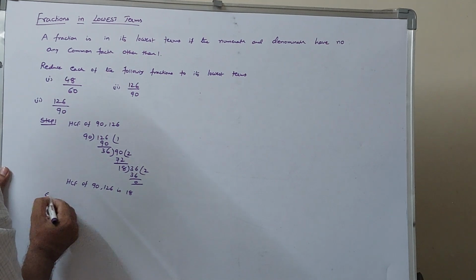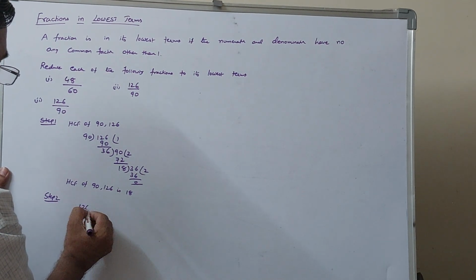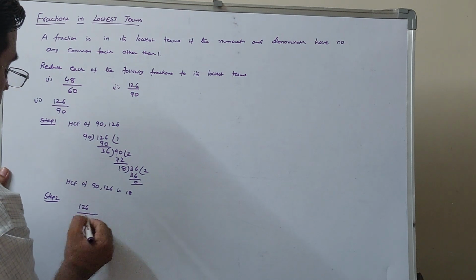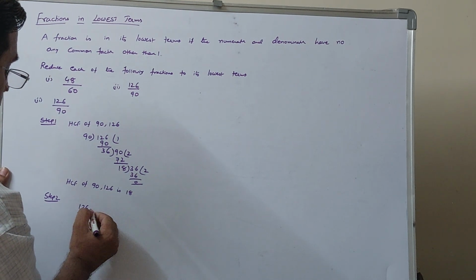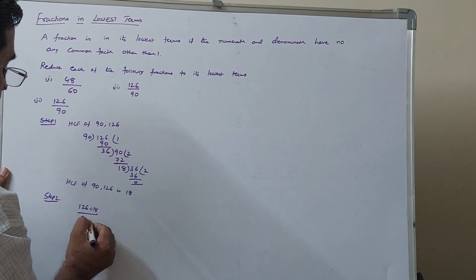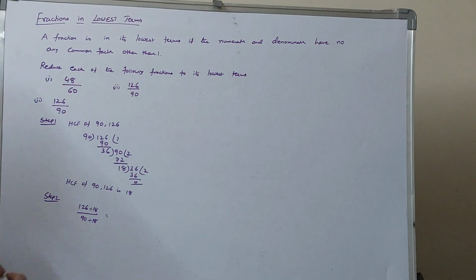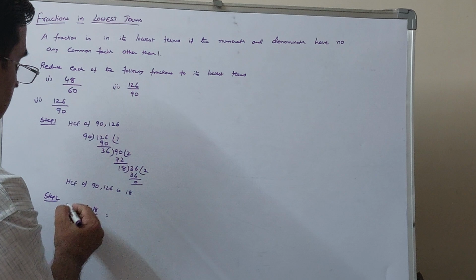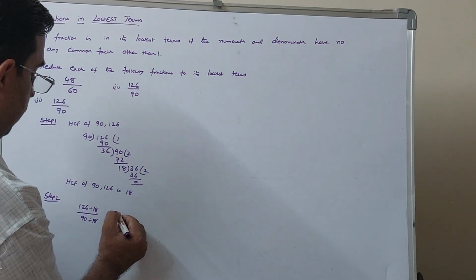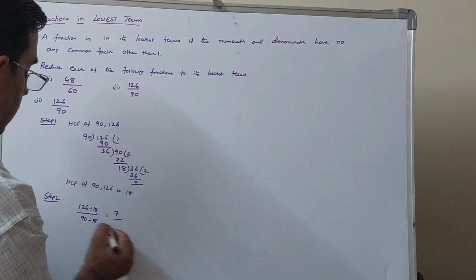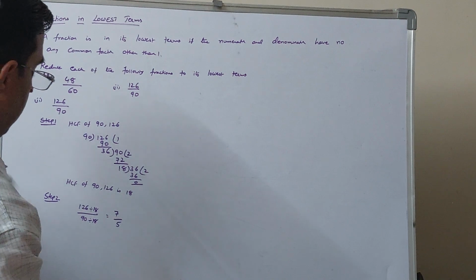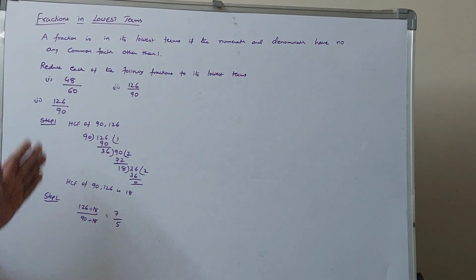So step 2 is 126 by 90, divided with 18, divided with 18. 18 sevens are 126 and 18 fives are 90, so 7 by 5. This is one way of getting the result.